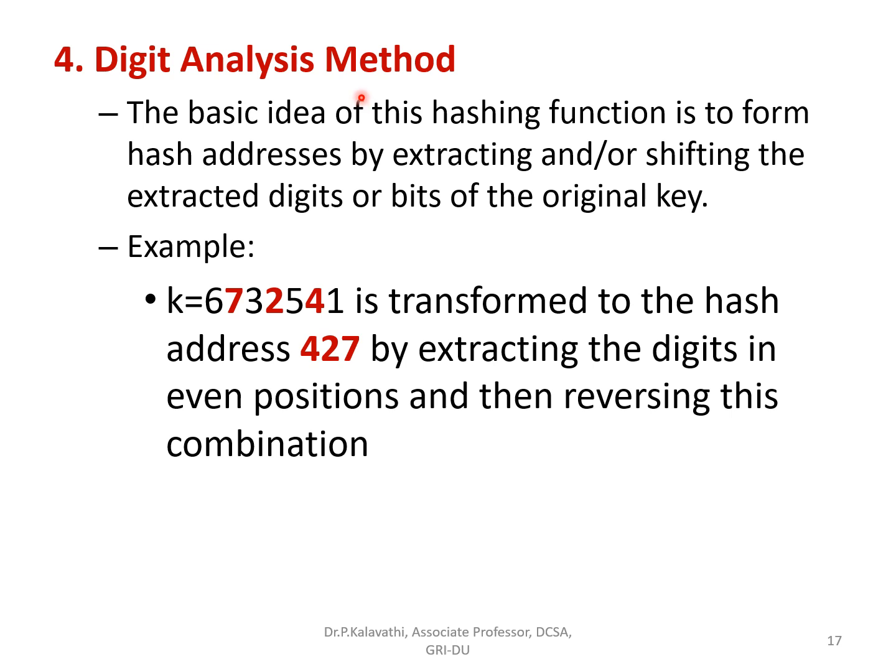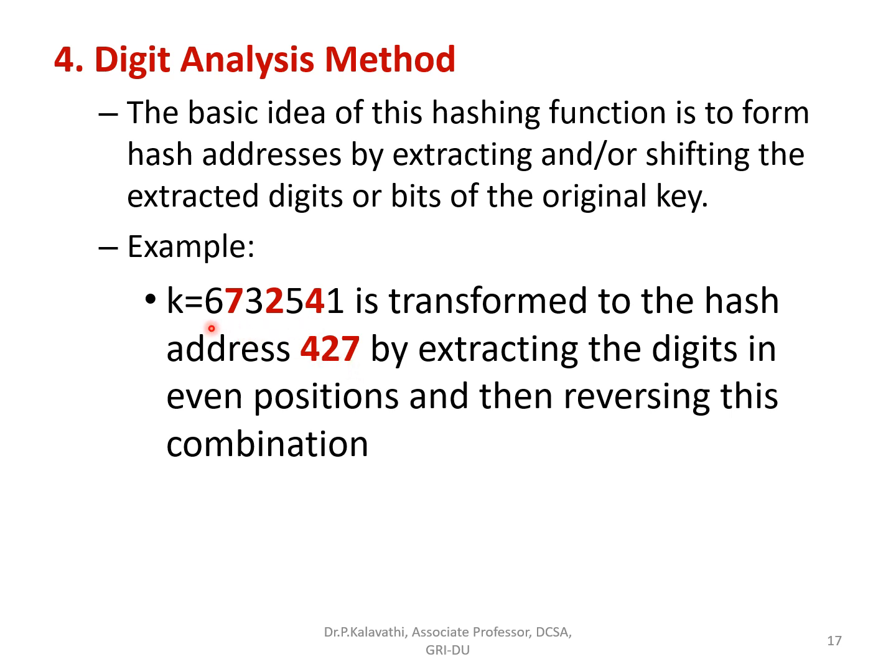The last commonly used method for hashing technique is the digit analysis method. The basic idea of this hashing function is to form hash addresses by extracting and shifting the extracted digits or bits of the original key. For example, if k is equal to 6732541, we can transform this into a hash address as 427 by extracting the digits in the even positions.